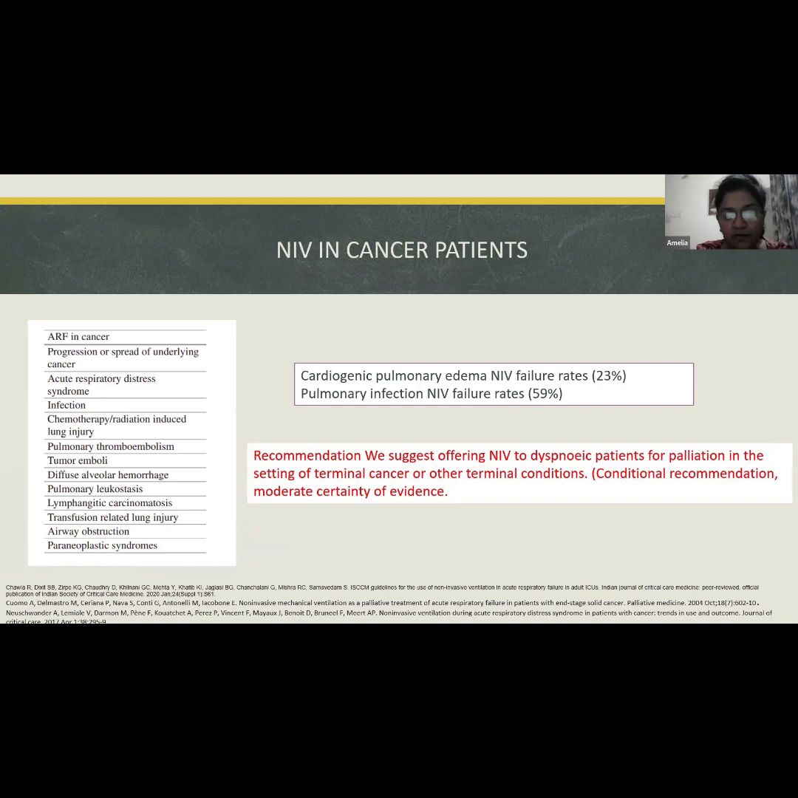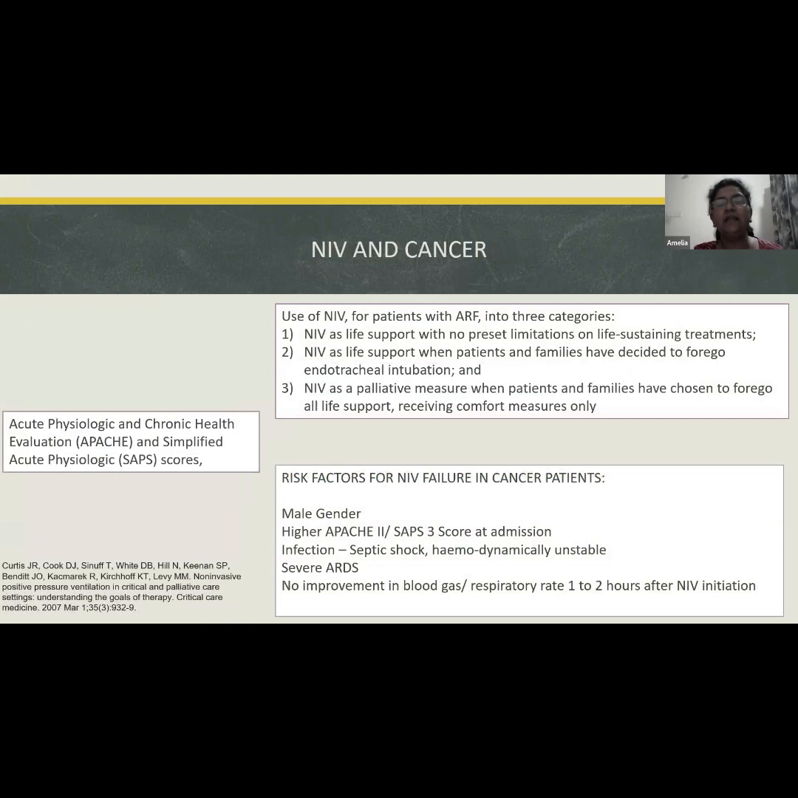And in the palliative setting, the recommendation is that if you're trying to manage symptoms, a dyspneic patient in palliation in the setting of terminal cancer is one in whom you could use NIV for palliative purpose to reduce dyspnea. Otherwise, it is purely conditional. You have to put all your eggs into the basket to understand if it is going to be helpful. So you divide them into three categories.